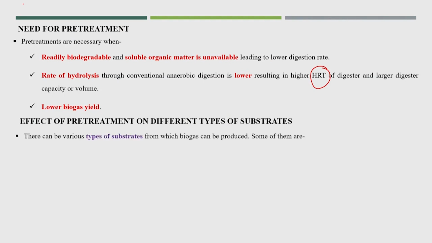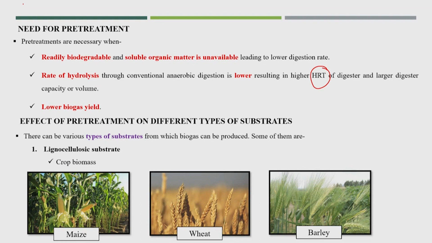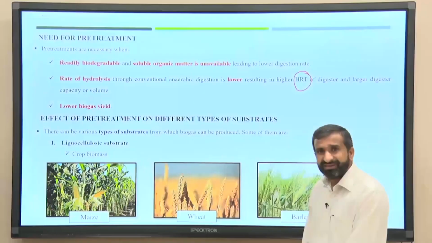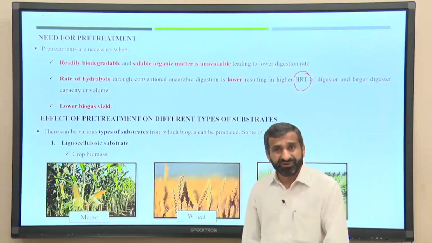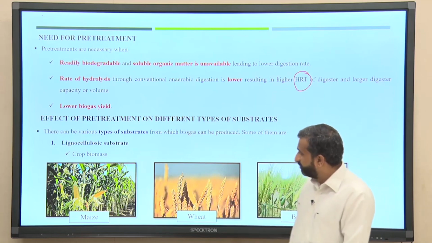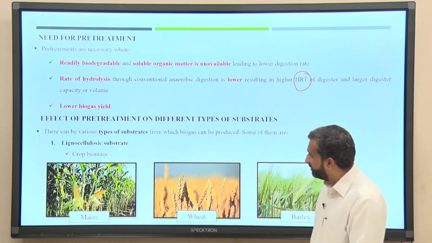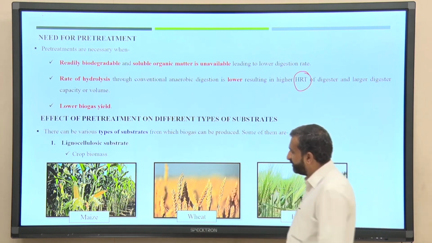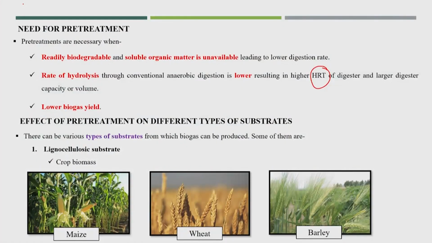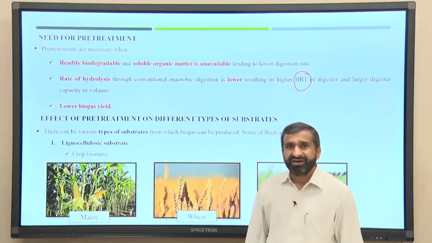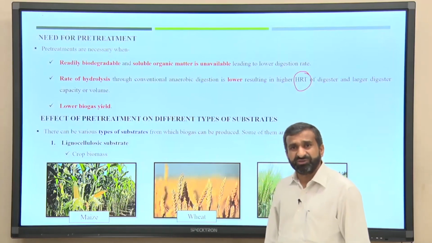So, there are various types of substrate from which biogas can be produced, and some of them are lignocellulose substrates like crop biomass. There are different types of organic matter, apart from organic MSW, from which it is possible to produce biogas, including lignocellulose substrate. What do you mean by lignocellulose? It means organic matter which has a large amount of lignin and cellulose or hemicellulose.